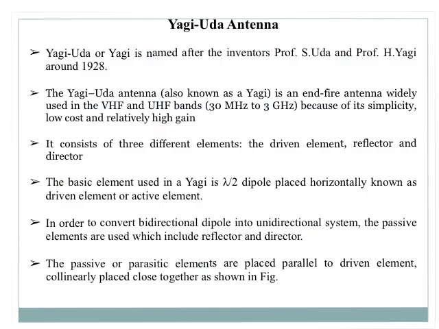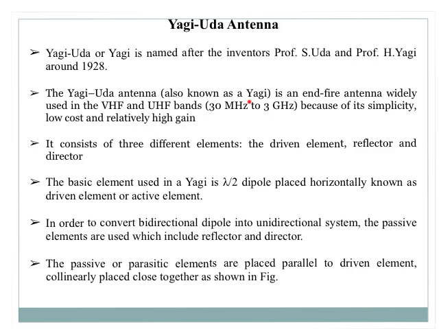The Yagi-Uda antenna is named after the inventors Professor S. Uda and Professor H. Yagi around 1928. The Yagi comes from the inventor whose name is Professor H. Yagi. Similarly, the Uda comes from the inventor whose name is Professor S. Uda, and they named this antenna in 1928 as the Yagi-Uda antenna.